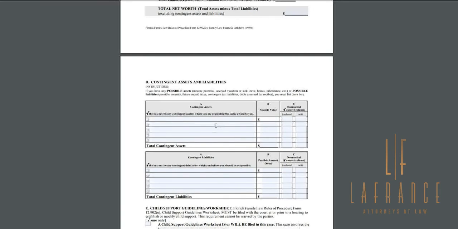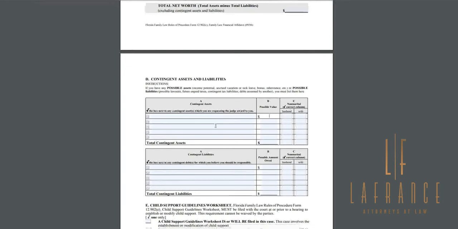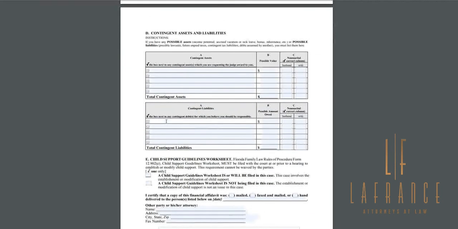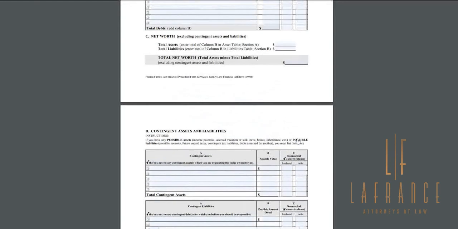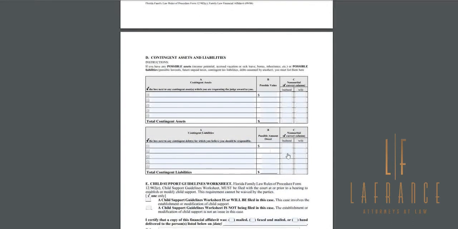That's a contingent asset. If you've got a liability out there where maybe you're going to end up owing some money, but you don't know how much, maybe there's a tax dispute, maybe you're being sued for something, again, whatever that contingent liability is, you're going to identify it here. And then again, if you know the possible amount that might be due, you're going to put that here. If you don't know, you put it here. And again, for all of these, you're going to designate, if you think it's non-marital, you can designate it as being non-marital.